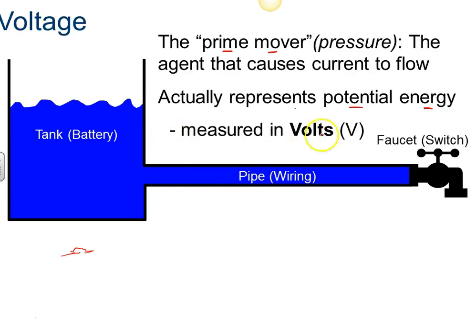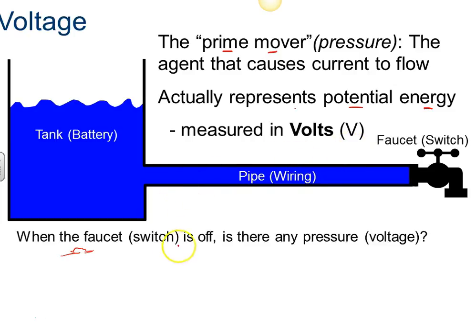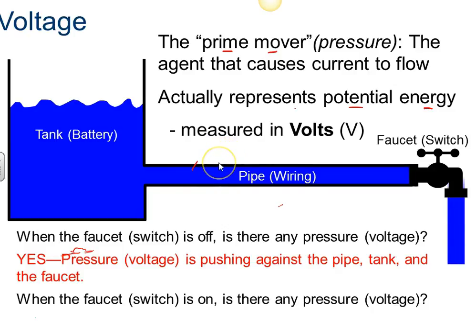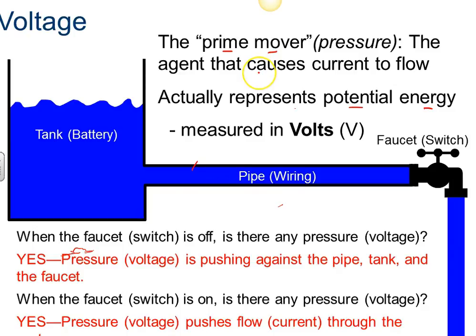We measure voltage in volts, and looking at our analogy again, when the faucet is off, the switch is off, is there any pressure? And be careful about that as you're thinking about it. The answer is yes. The pressure, the voltage, is pushing on the pipe. If you were to pop a hole in this pipe right here, you would have water spurting out of it from the pressure. So yes, there is pressure. When the faucet is on, is there any pressure or voltage? And the answer is again yes. Pressure or voltage pushes flow or current through the system.